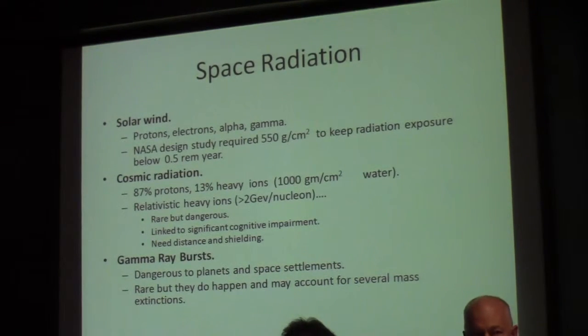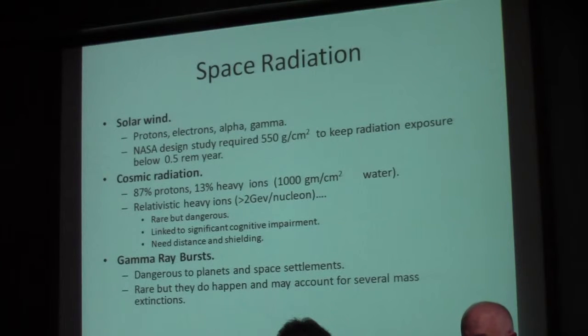One of the problems that people engaged in space travel and space settlements are going to have to address is space radiation. Different studies have been done. If you're looking strictly at solar radiation, that's protons, electrons, alpha particles, some gamma. A NASA study looked at that pretty closely and said if you have 550 grams per square centimeter, you have pretty good shielding. It'll keep your radiation exposure to half a rem per year. So we have a good handle on the solar wind.